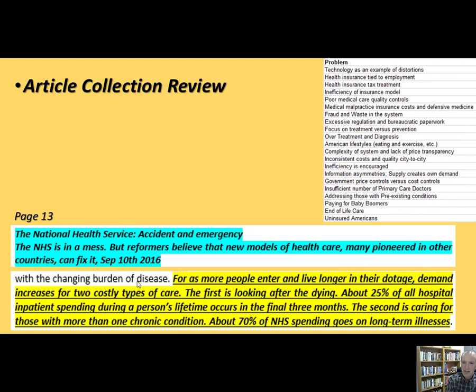Then page 13, another NHS article. As more people enter and live longer in adult age, demand increases for two costly types of care. First is looking after the dying. About 25% of all hospital inpatient spending during a person's lifetime occurs in the last 3 months. And I know many examples of that.